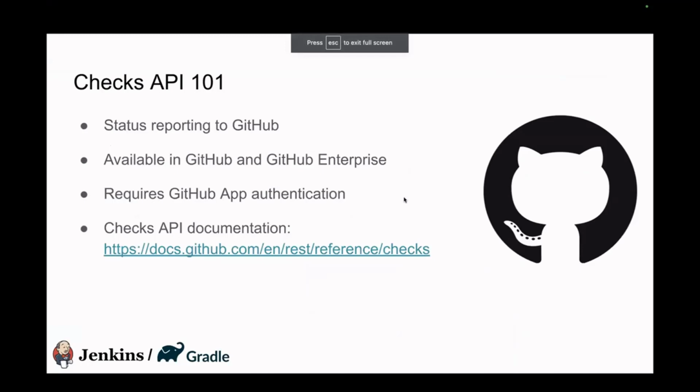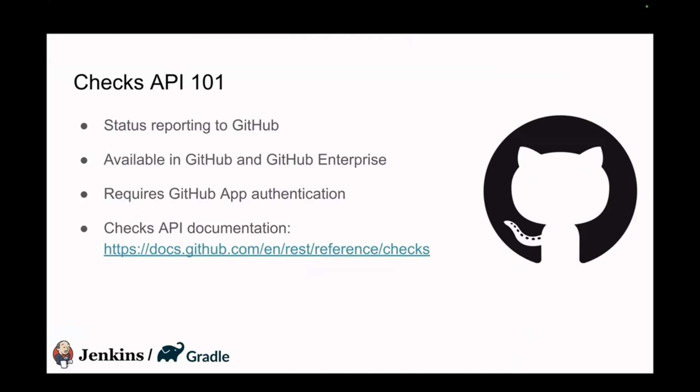You leverage the Checks API. This is what you normally see when you run GitHub Actions, when you connect other systems like TeamCity. You see these green checks, etc. This is called the Checks API, and basically the Checks API is limited to GitHub applications.